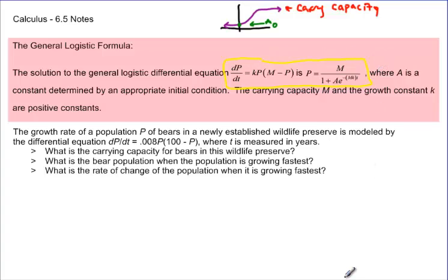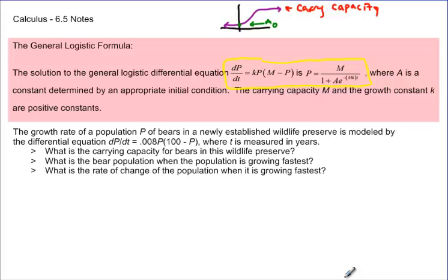So the solution to the general logistic differential equation, dP/dt = kP(M - P), is this logistic function, where A is a constant determined by an appropriate initial condition, and the carrying capacity M and growth constant k are all positive. Okay, so let's just take an example here.